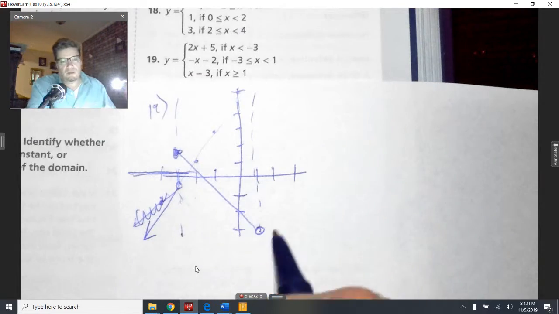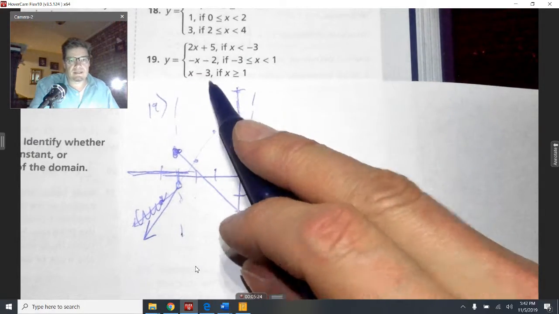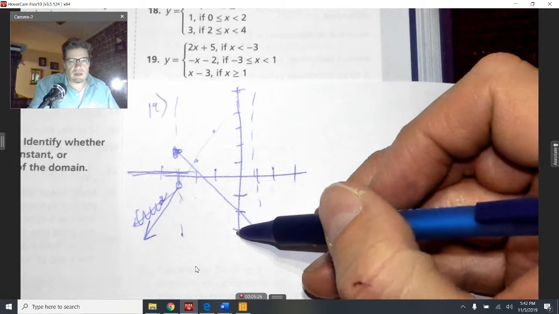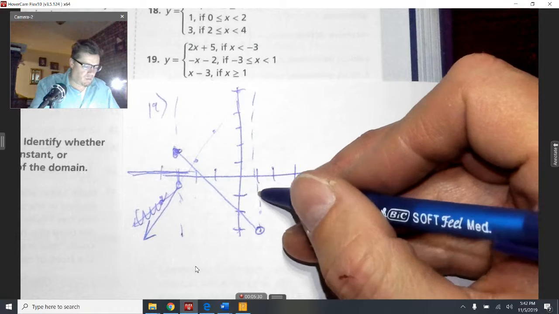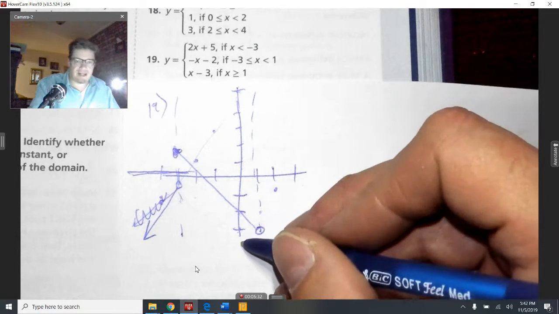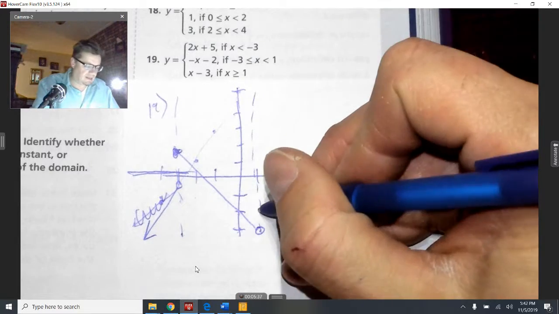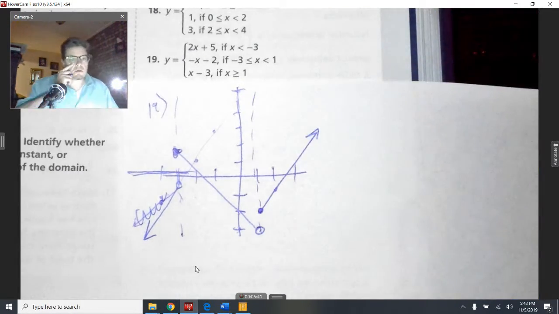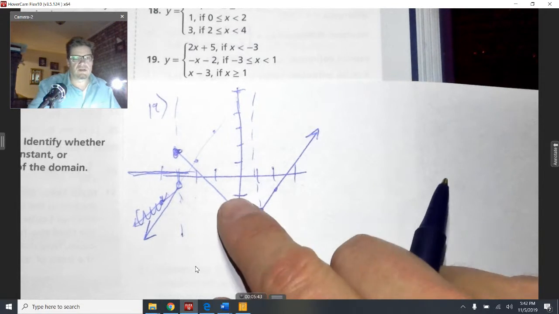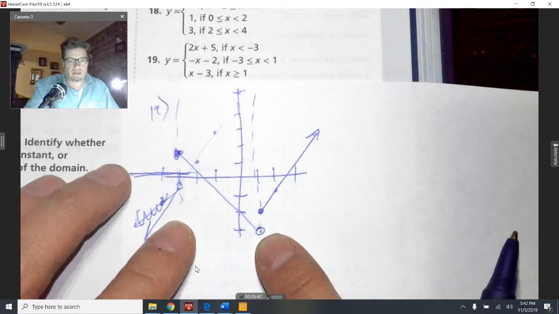Now for the last piece, it is x minus 3, 1, 2, 3. Then the slope is up 1 over 1, up 1 over 1. But notice that I'm just putting the dots because I want everything that is past here to go in that direction. Okay, so this is our piecewise function, and I would erase the dotted lines here for number 19.